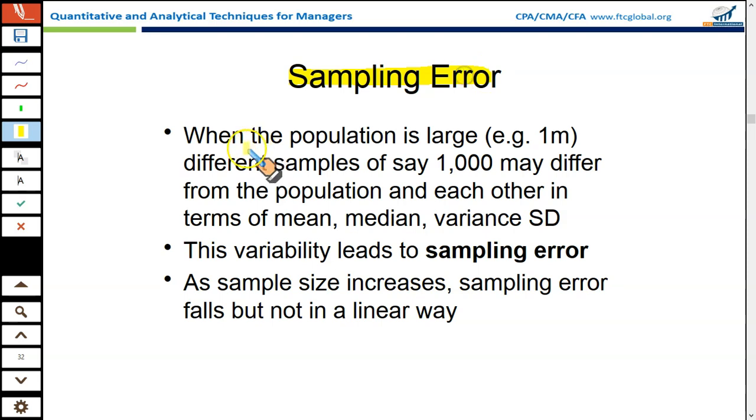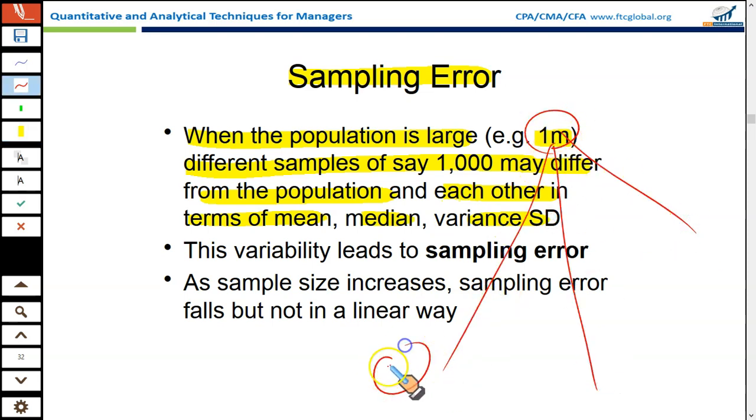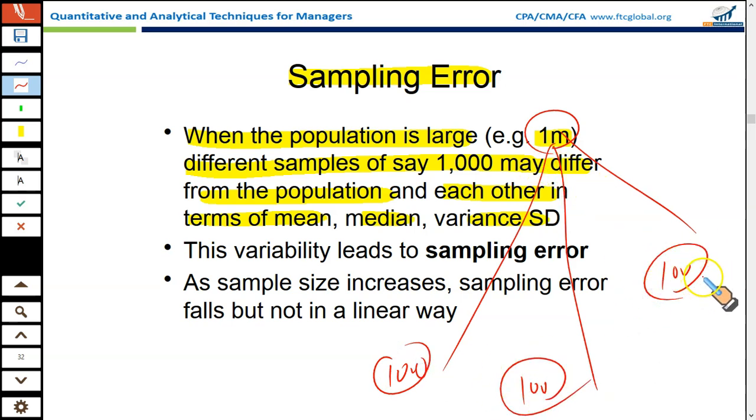Next, we have sampling error. When the population is large, let's say 1 million, different samples of say 1,000 may differ from this population and from each other in terms of mean, median and variance. Yes, this is the whole population and you have selected samples of 1,000. So they will differ from the population and they will also differ from each other with regard to their mean, median and variance. Each one of them will have its separate mean, median and variance. So not only do they differ from each other, they also differ from the population. So when this is the case, then these samples are not representative of the whole population. So this variability leads to sampling error.